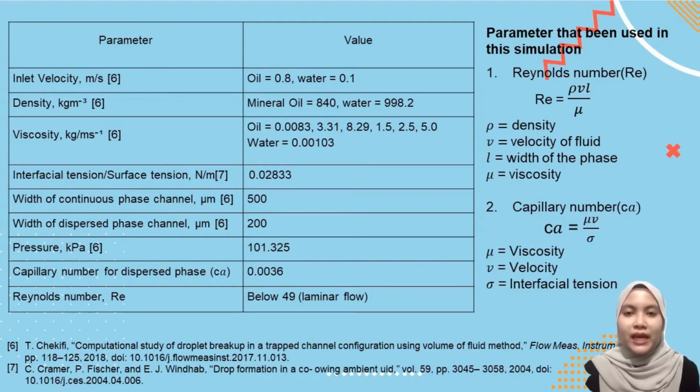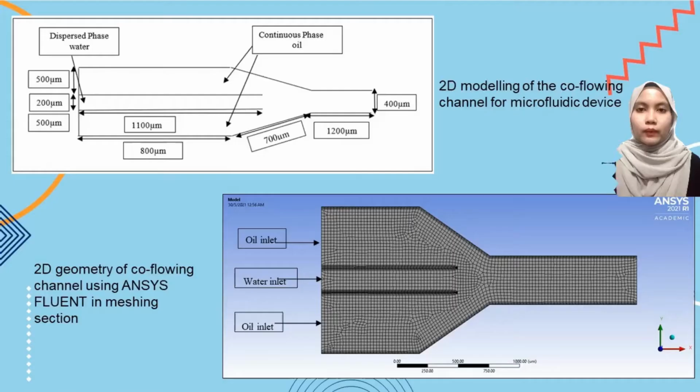The capillary number has been used for the dispersed phase, and also the Reynolds number, to check whether the result is in range or not based on the formula given. And after the simulation is done, the capillary number and Reynolds number are in range. These are the co-flowing geometry that has been modeled. This co-flowing contains two channels, which are for continuous phase for outlet channel and dispersed phase for inlet channel. The figure below shows the co-flowing model in the meshing section in ANSYS Fluent.